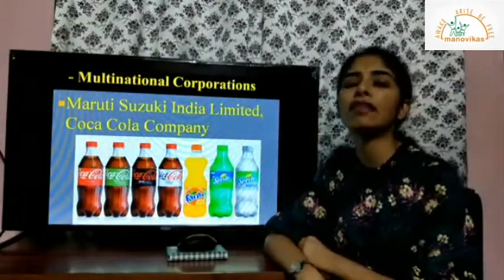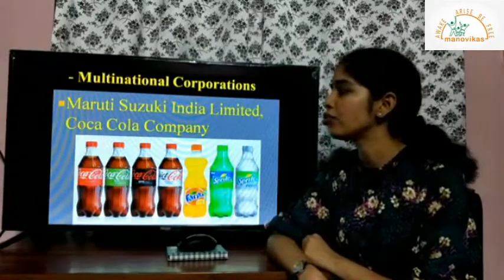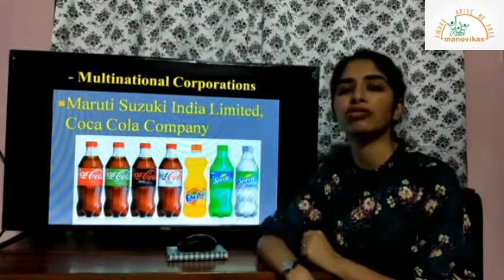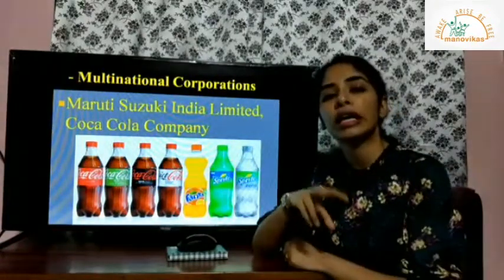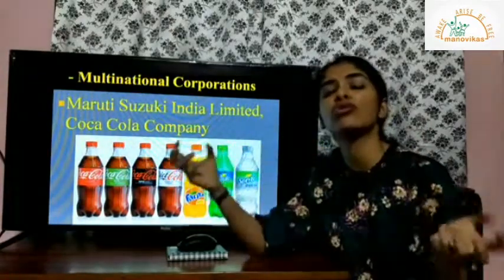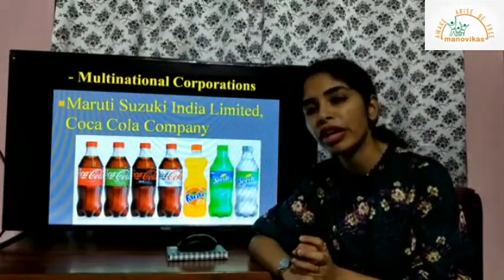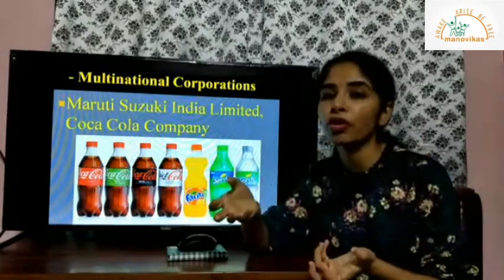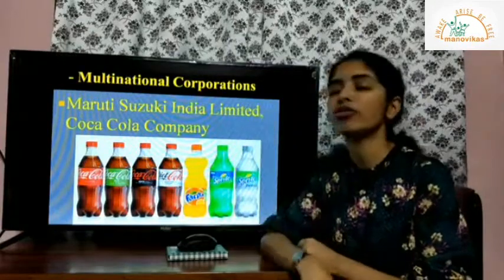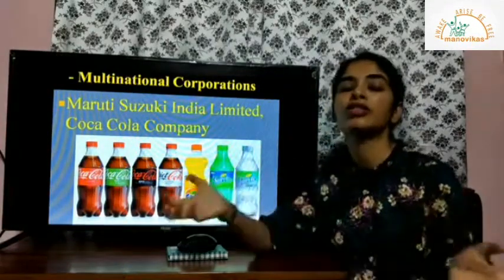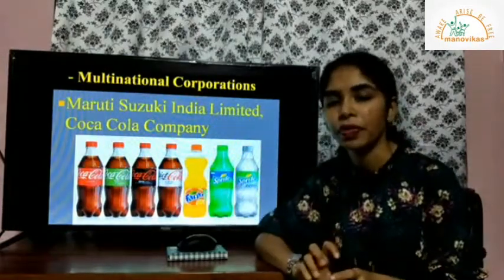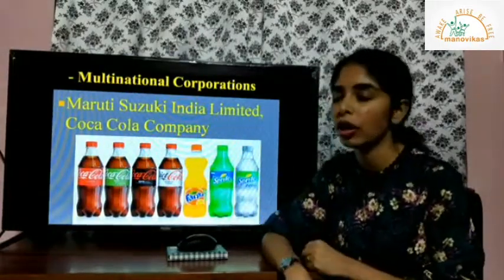And lastly, we have the multinational industries or multinational corporations. Okay, these are the industries which are jointly owned by two or more countries. Okay, many countries or two countries can collaborate together, can invest a huge amount of money and establish an industry. For example, Maruti Suzuki India Limited is a joint collaboration of India and Japan. Okay, so it's a multinational company.